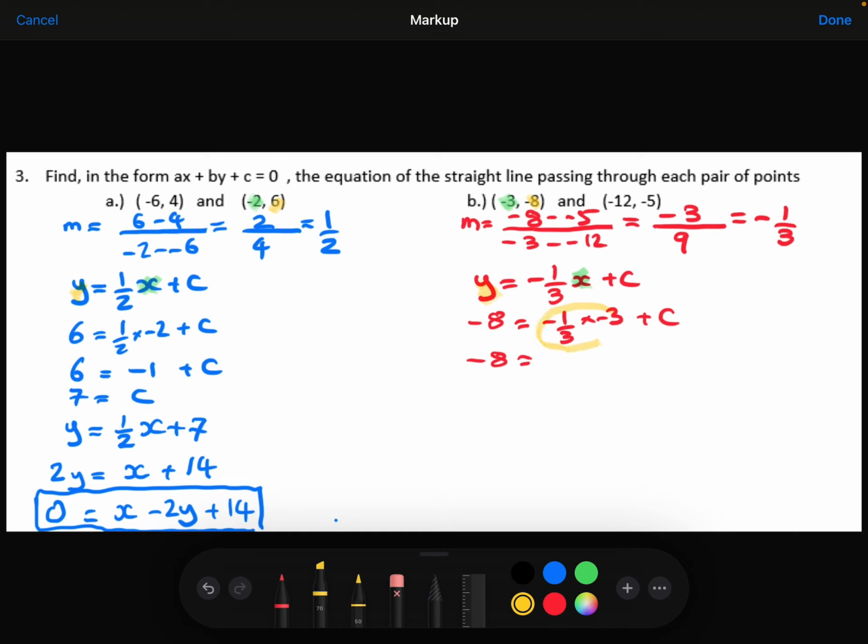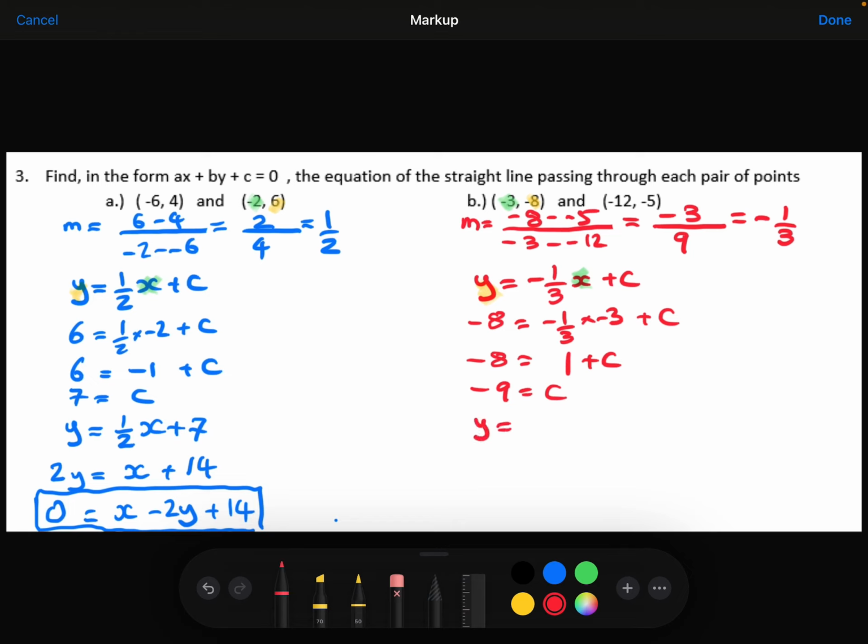Now, minus 1/3 of minus 3. The two negatives will become a positive, and the 1/3 of 3 is just 1. The two negatives become a positive, and we just get positive 1. So c is minus 9.